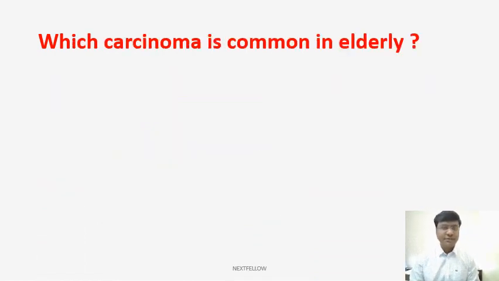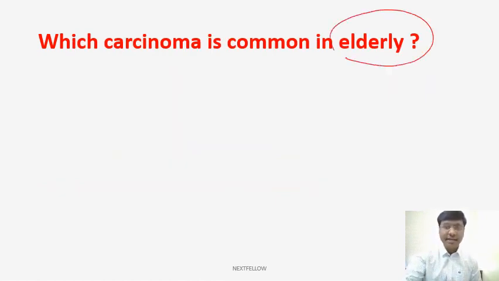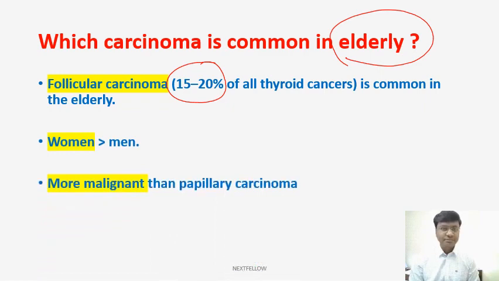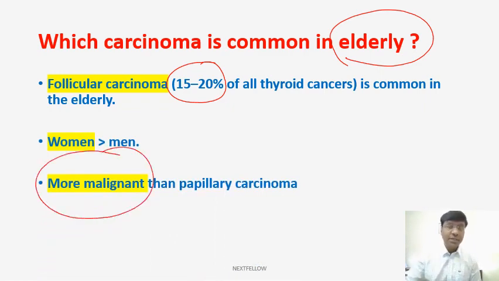Then, the next important question is, which carcinoma is common in elderly individuals? The carcinoma which is common in elderly individuals is the follicular carcinoma, right? Follicular carcinoma constitutes nearly 15 to 20% of all thyroid cancers, and it is the most common type of thyroid cancer in elderly individuals. It is more common in women rather than men. And let me tell you, compared to papillary carcinoma, follicular carcinoma is highly malignant.